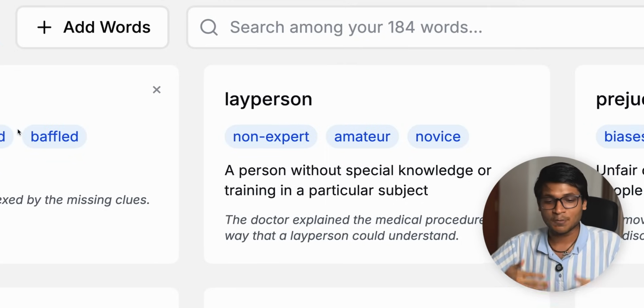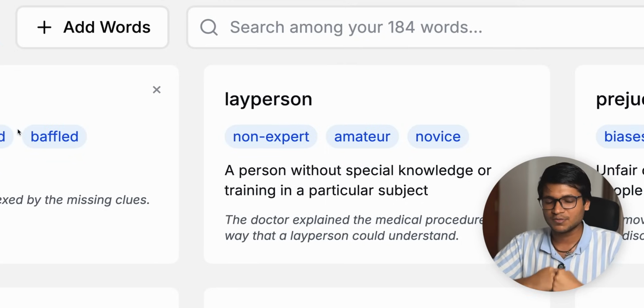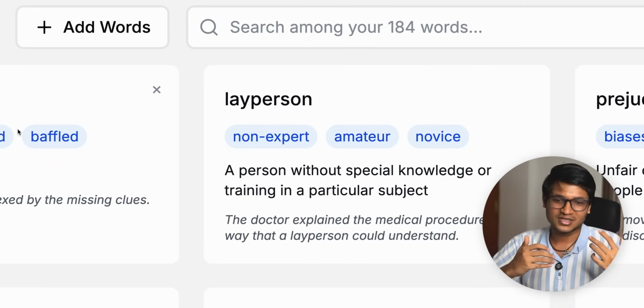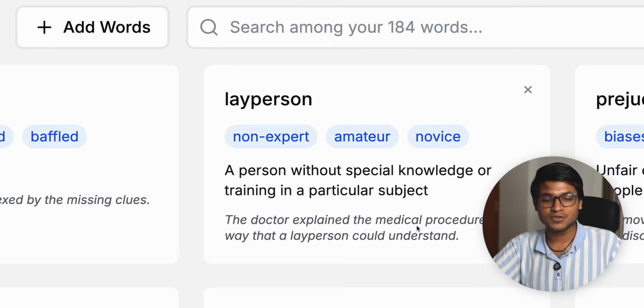Same thing with layperson, a person without special knowledge or training in a particular subject. You cannot memorize those things. That is not smart. You need to think of a particular example. The doctor explained the medical procedure in a way that a layperson could understand.